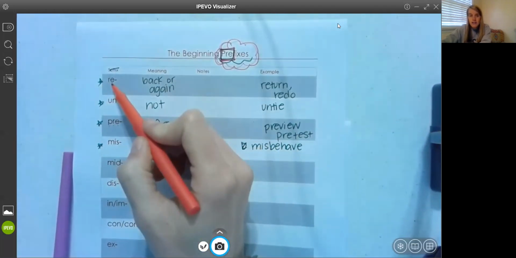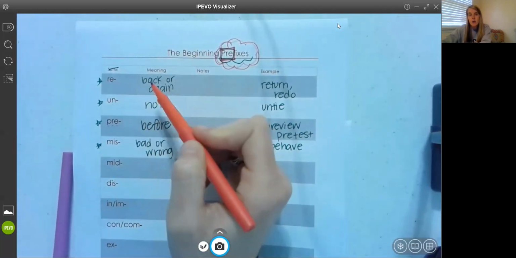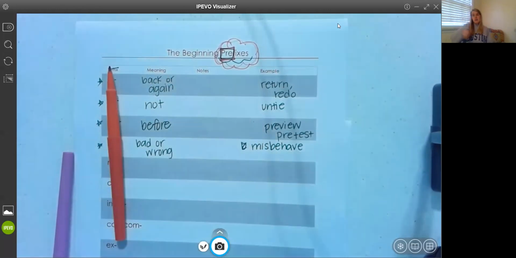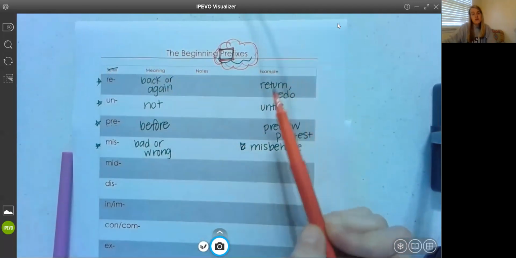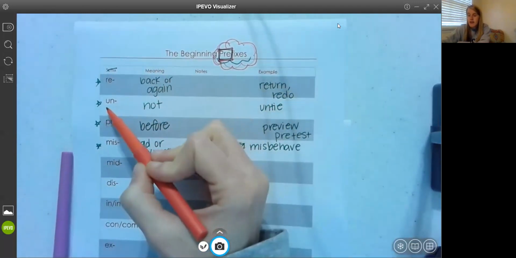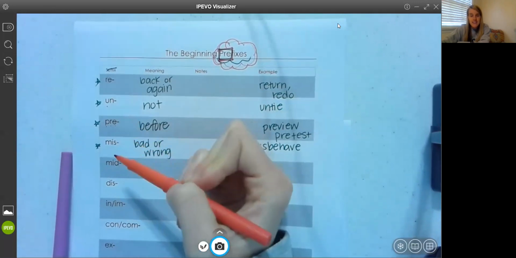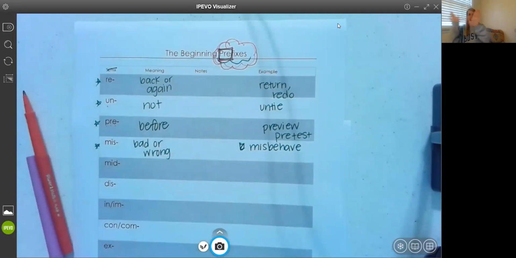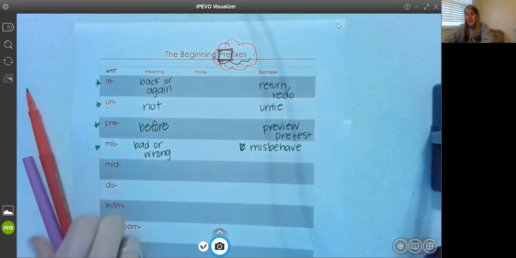We have re, says re, and it means back or again. And the motion we're going to do for back or again is we're going to just go backwards again, like a cycle, because we got to return or redo. Then we have prefix un, says un, and it means not. And I mean not tied, so it's like untied.